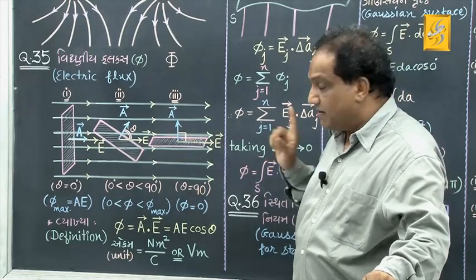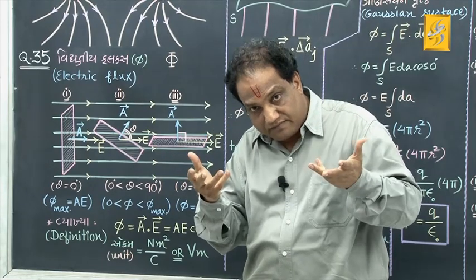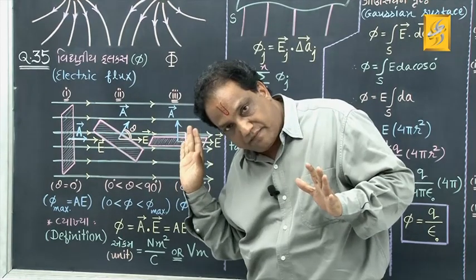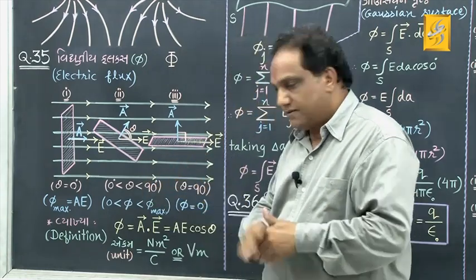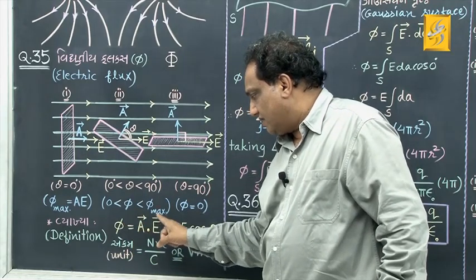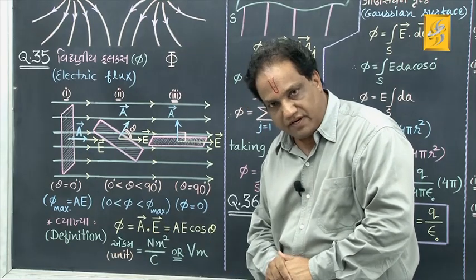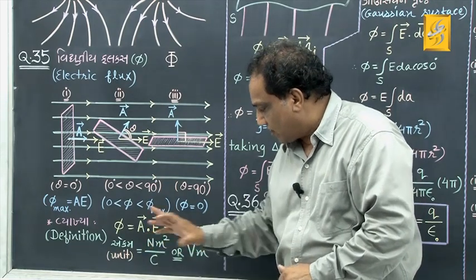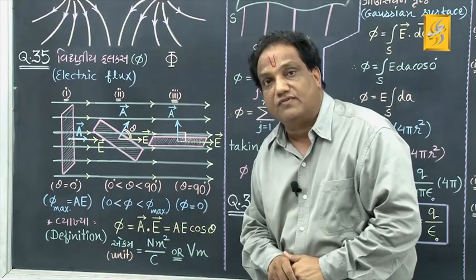So keeping this point in mind, we should define electric flux by such a formula which can give values as per this diagram. Okay? Keeping all these points in mind, we have defined electric flux through this formula. Look at the formula. Phi equals vector A dot vector E. Vector A dot vector E. What is vector A? Area vector. What is vector E? Electric field. And there is a dot product, which is also called scalar product. That's why electric flux is a scalar physical quantity.